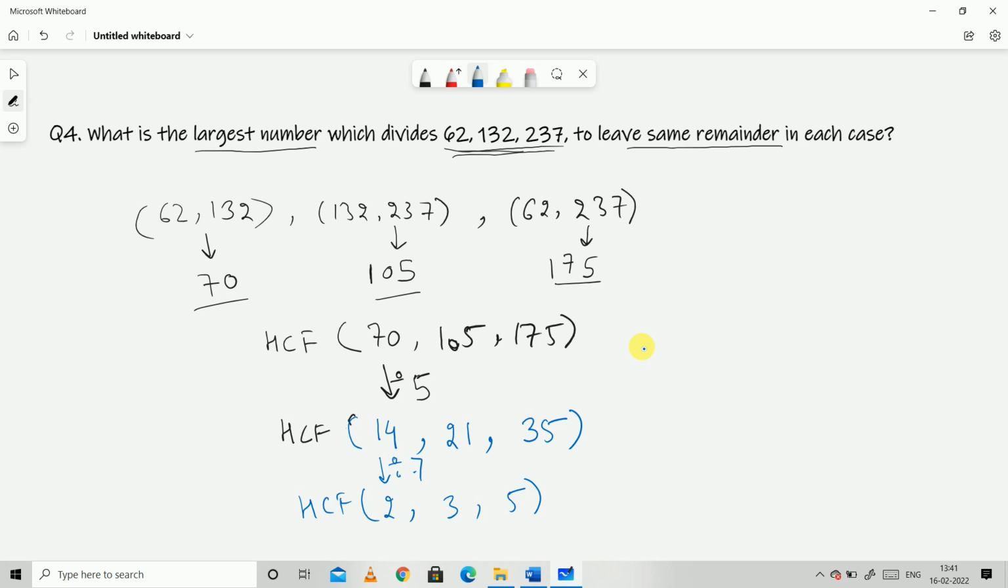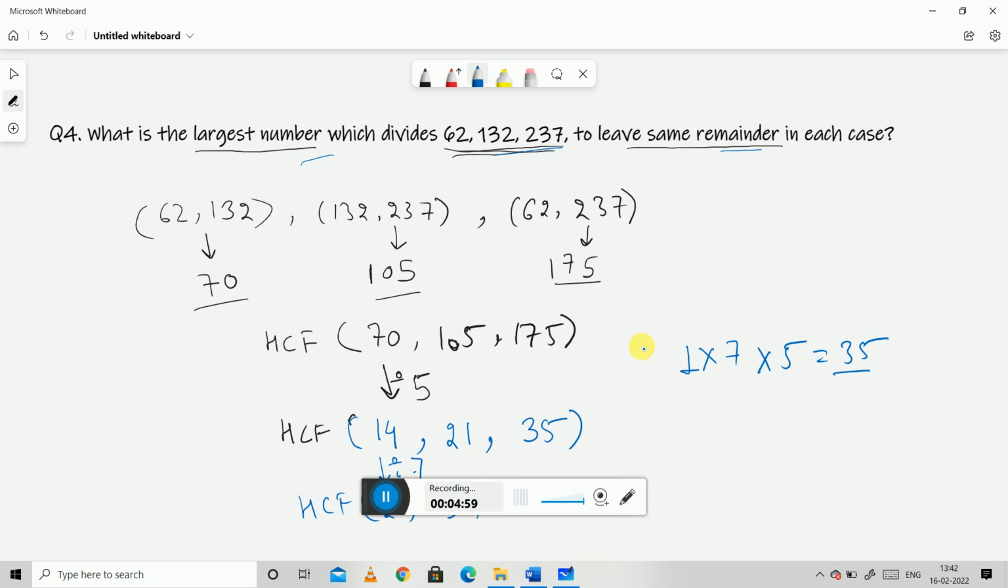Now we have 2, 3, 5, all prime numbers, so the remaining HCF will be 1. So what will be my final HCF? I will multiply the numbers with which I have divided. So 1 into 7 into 5, and that is 35. So 35 is my answer. 35 is the largest number which is going to divide all these three numbers and leave the same remainder in each case. That is how we do this type of question. Now let's move on to the next question.